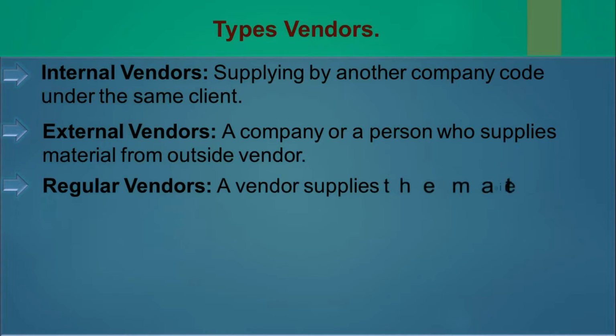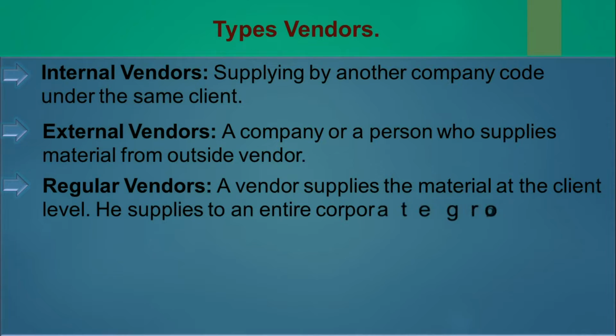Going further, regular vendor. This type of vendor provides the goods at the client level. Such a vendor supplies to an entire corporate group. Once such a vendor delivers goods at a corporate level, then it's the company's responsibility to circulate those goods among the various plants according to the need and requirements. Or the corporate group also can ask to deliver those goods or material or services to a particular plant depending on mutual understanding between vendor and the company.